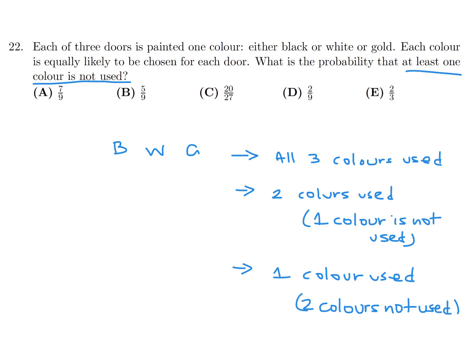Okay, so what do they want? They want, what is the probability that at least one color is not used? So they want these two scenarios. What's the probability of those two scenarios happening? Either this one or this one. Okay, well, let's just call the probability here P, and therefore the probability of this would be 1 minus P, right? Because the whole thing has to equal 1.